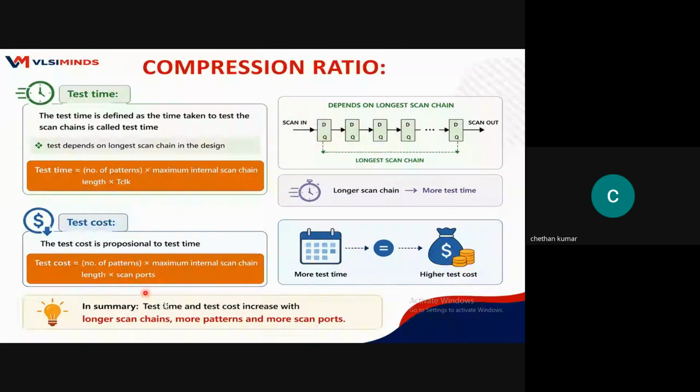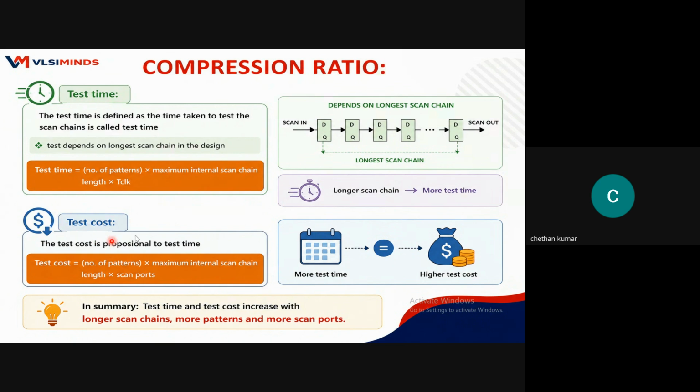So based on that, we can go, because whoever is owning the tester, that is called the ATE machine, automatic testing equipment machine. They will charge based on how many input requirements there are for that particular design. So based on that, they will go with this.